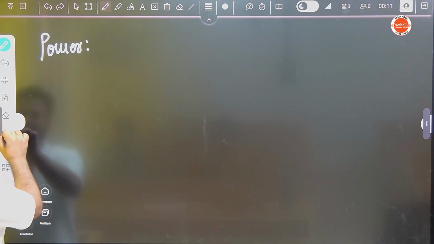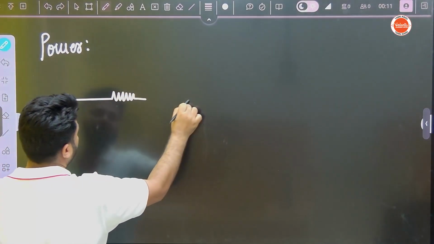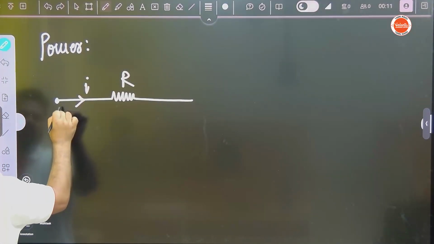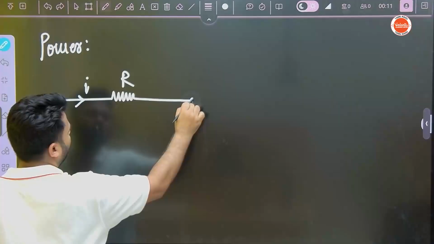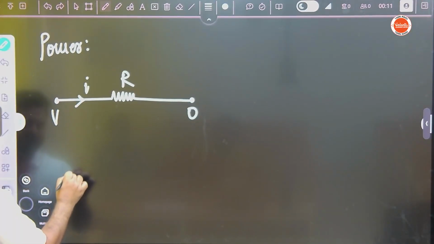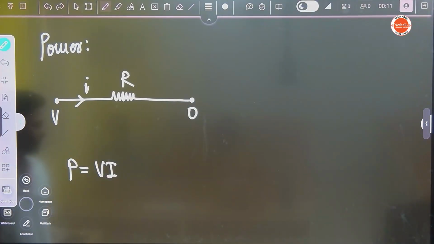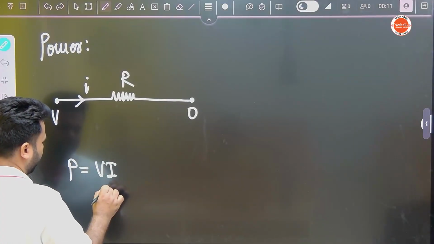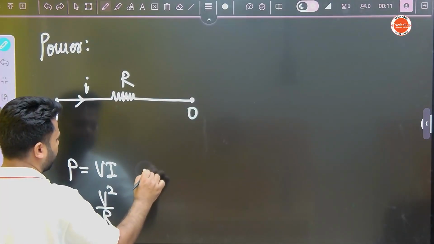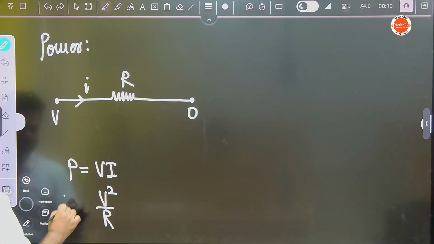Next, power. Suppose in the circuit there is one resistor R, current I is flowing, and the voltage across the resistor is V. Power we defined with 3 formulas. V into I, first formula. V square by R, second formula. And I square R. 3 formulas are there.